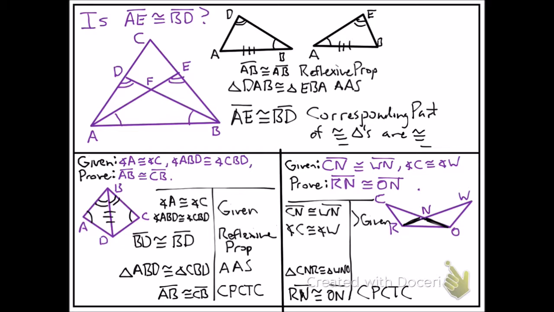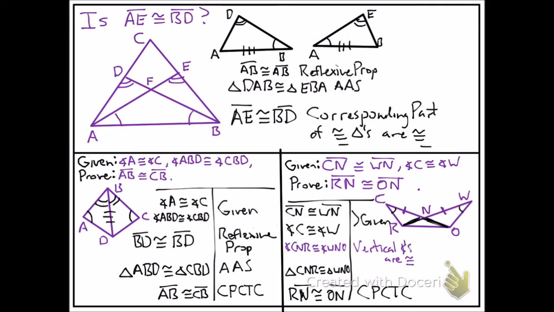So let's label what else I know. So I have angle C and angle W were congruent, and then CN and WN were congruent. Well, at angle N, I have vertical angles, so let's put those in there. That'll be angle CNR is congruent to angle WNO, and that's because vertical angles are congruent.